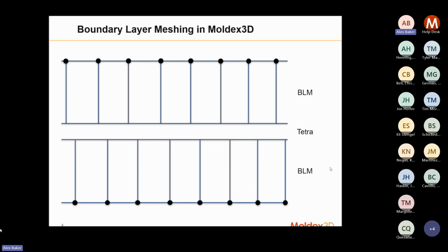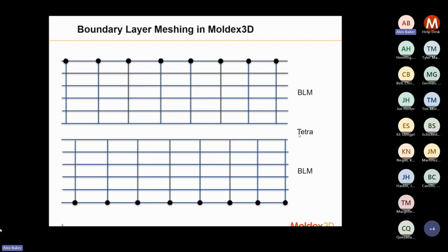The top and bottom layers are called the boundary layer mesh, BLM, and this middle layer is more like a connector layer between the two, called the tetra. Typically, this boundary layer section is going to be divided into sublayers. In this case, we have what's called a 5-layer BLM, where we have 5 layers on the top, 5 layers on the bottom.